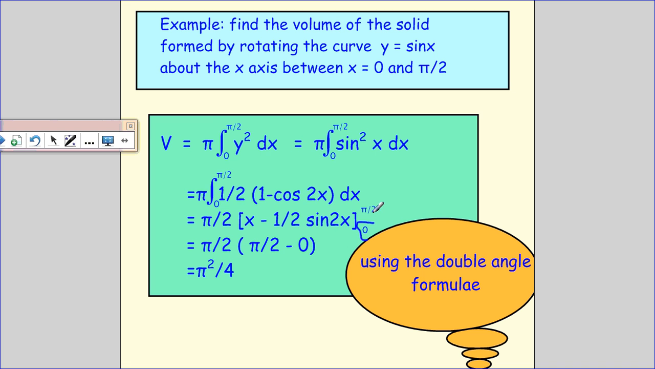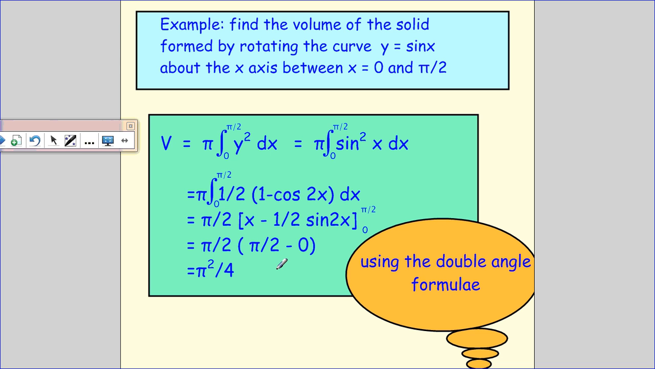When I substitute pi over 2 here, I get the pi over 2 from the x, but sine of 2 lots of pi over 2 is sine of pi, and sine of pi is 0, so I get nothing more from that. Then I substitute 0 in. x is 0, so that's 0, minus half sine of 0, and sine of 0 is 0, so I get nothing from that. So in the end, I get pi squared over 4 once I've multiplied this bracket out.